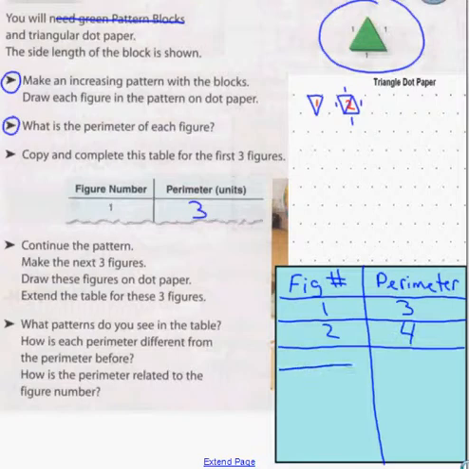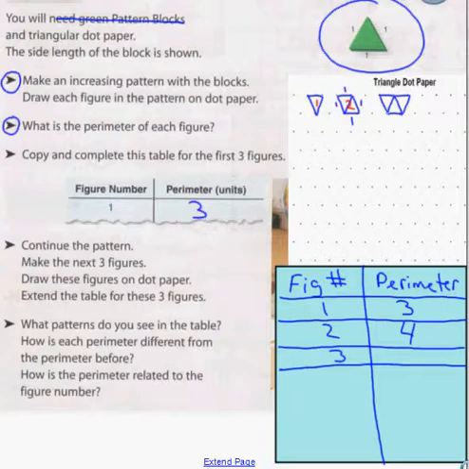Let's draw figure 3. Figure 3, we're just going to add one more triangle. So I'm going to go back to my original shape that I had. I started off with a triangle pointing upside down. Then I started with another triangle like that. I'm going to go across the top again, like that. And this is figure number 3.